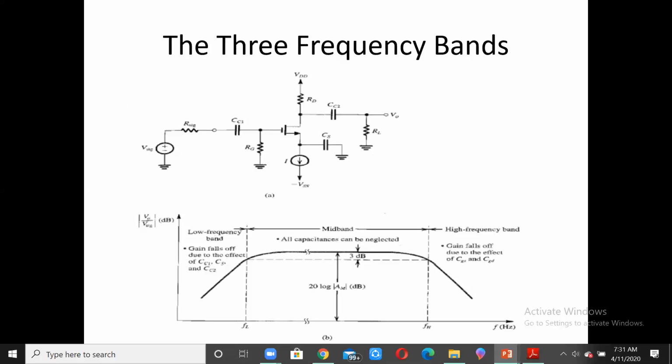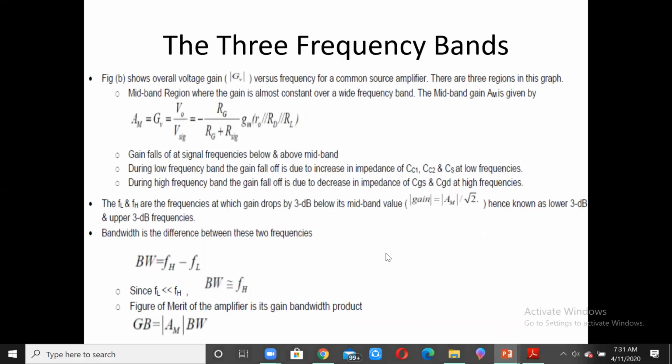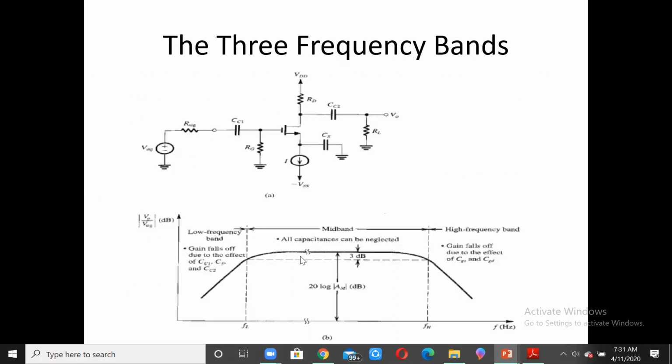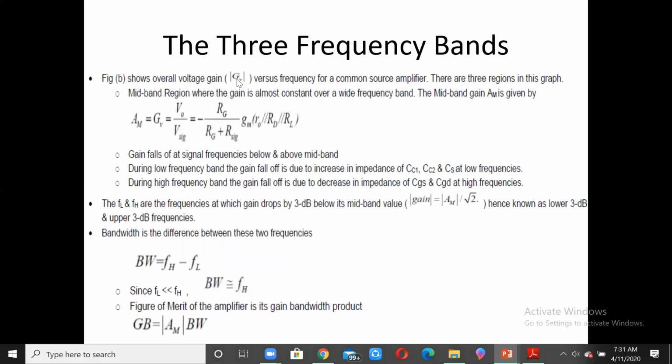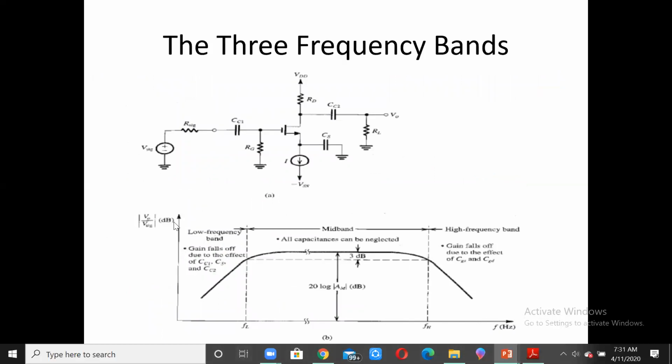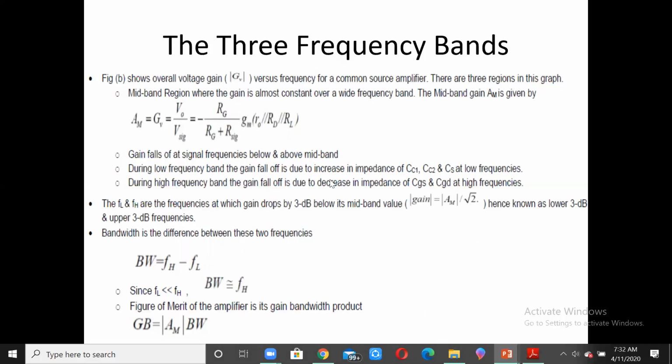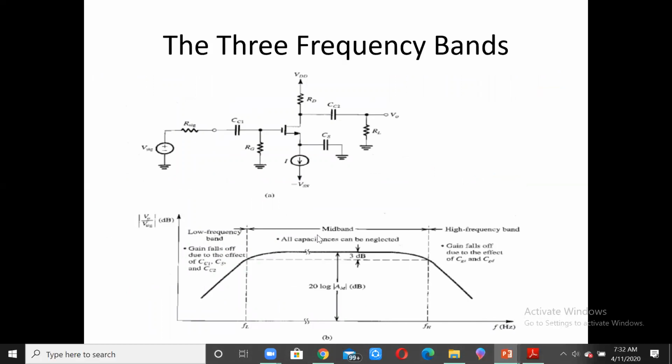The mid-band value we can find a little later, but for the present we can consider that figure B, which we have considered here, has overall voltage gain GV, including the signal. GV is the overall voltage gain, including the signal source, versus the frequency of a common source amplifier. On the x-axis you have the frequency, and here you have GV, which is V0 by Vsig. There are three regions in this: the midband region, where the gain is almost constant over a wide frequency band. You can see that the gain is almost constant in the midband.